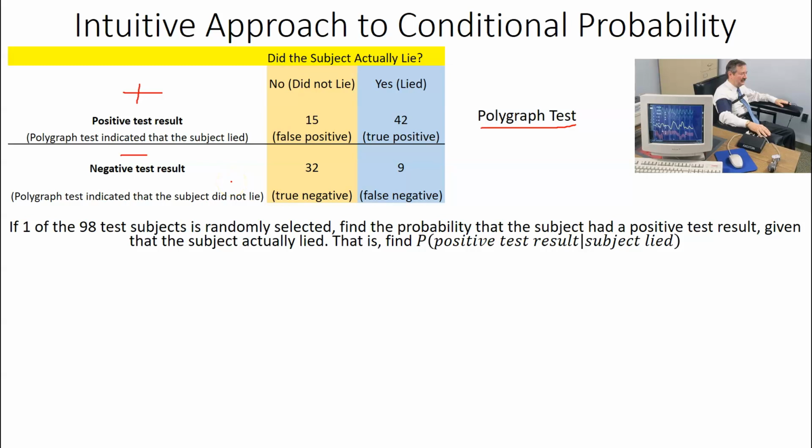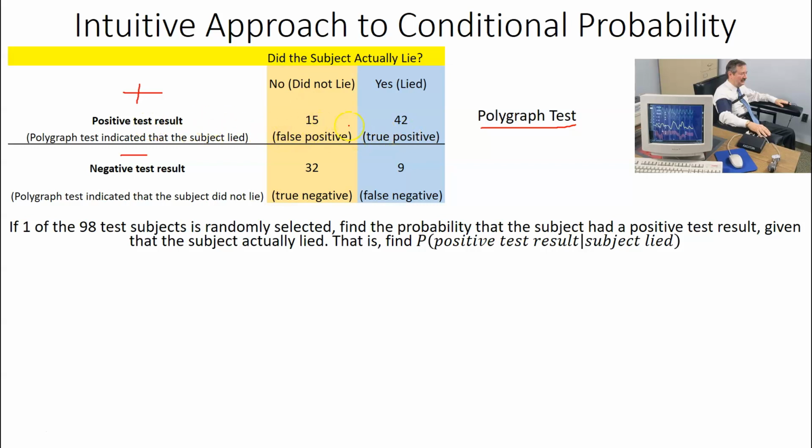Now you have to understand, for almost all tests, including medical tests, you have what are called false positives and false negatives. So the idea of a false positive would be, hey, it said I lied, but I didn't actually lie. Or a false negative, it said I didn't lie, but I actually did. And so that's what we're looking at here with this chart. A false positive, so it said they lied, but they actually didn't. It's 15.